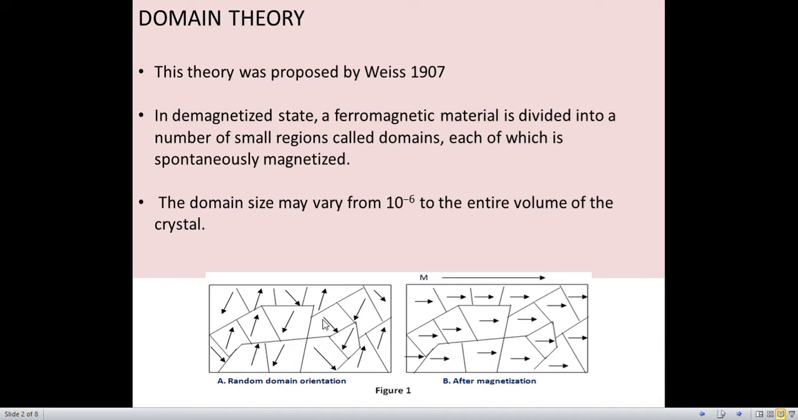The size of the domain can vary from 10 raised to power minus 6 to the entire volume of the crystal. That means that in a ferromagnetic material there can be a large number of domains, or we can also have a ferromagnetic material which has a single domain, so that this single domain occupies the entire volume of the crystal.